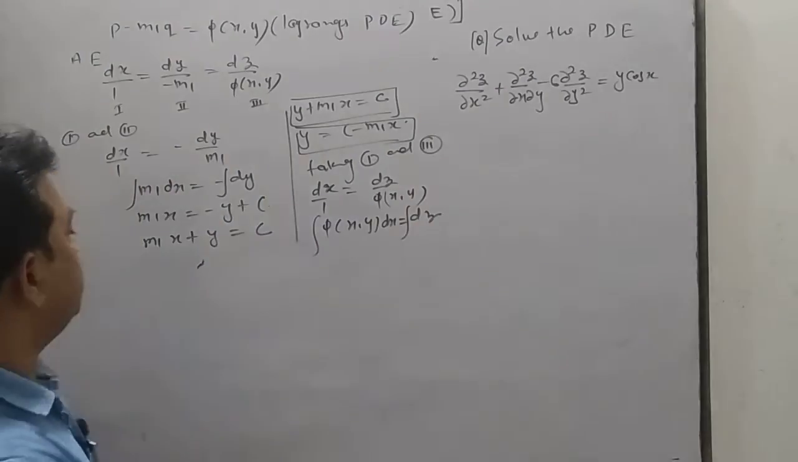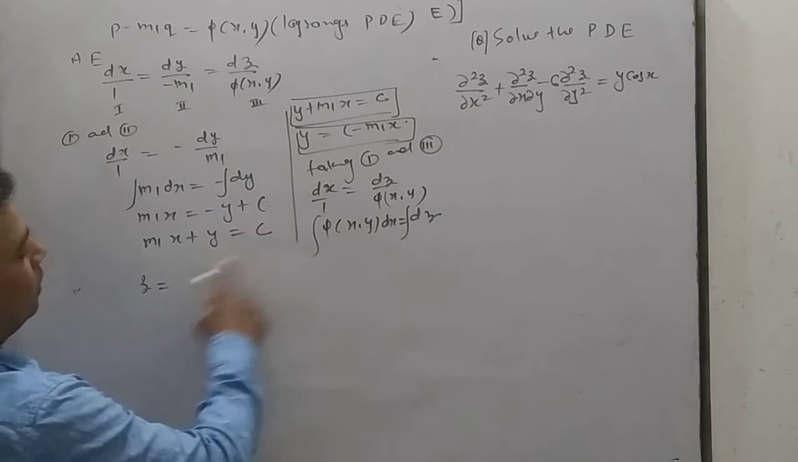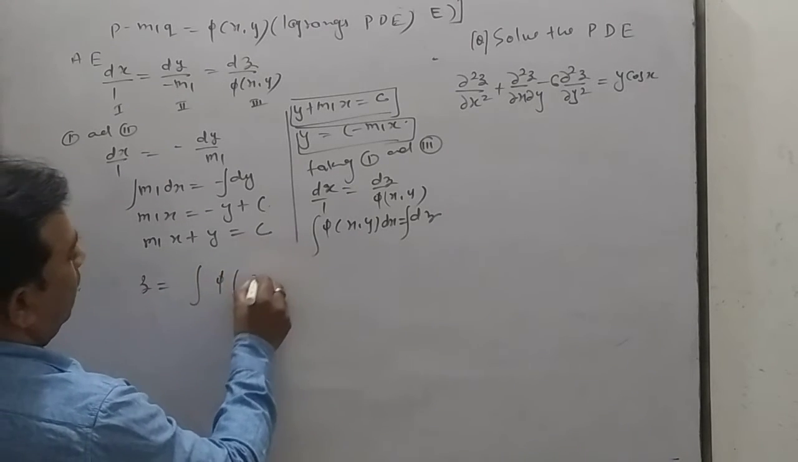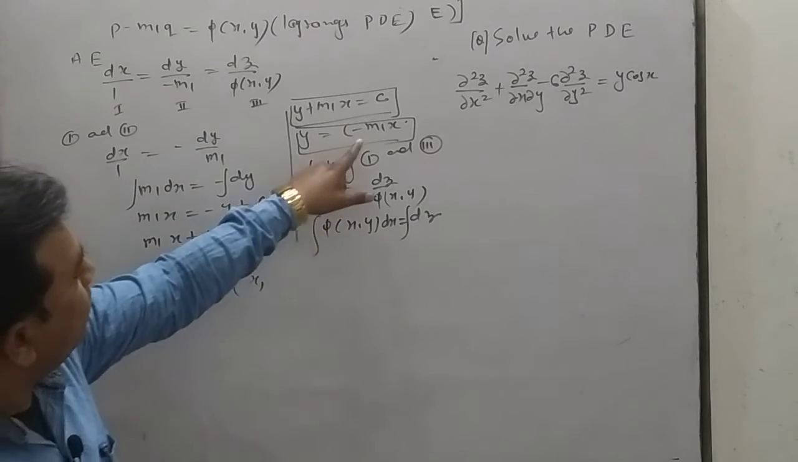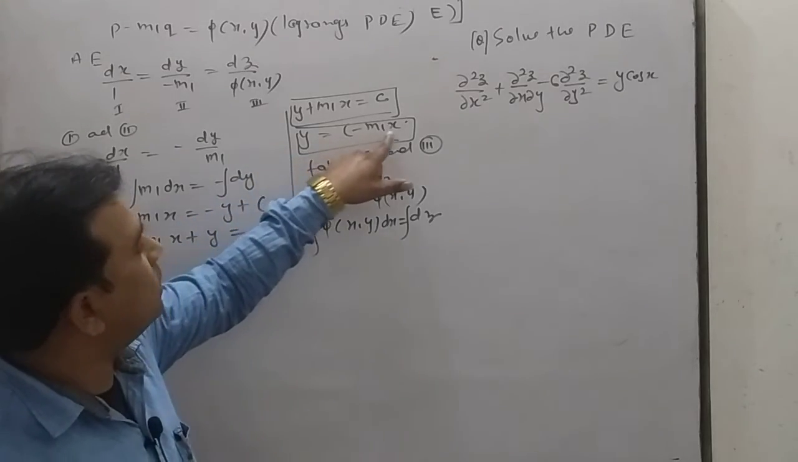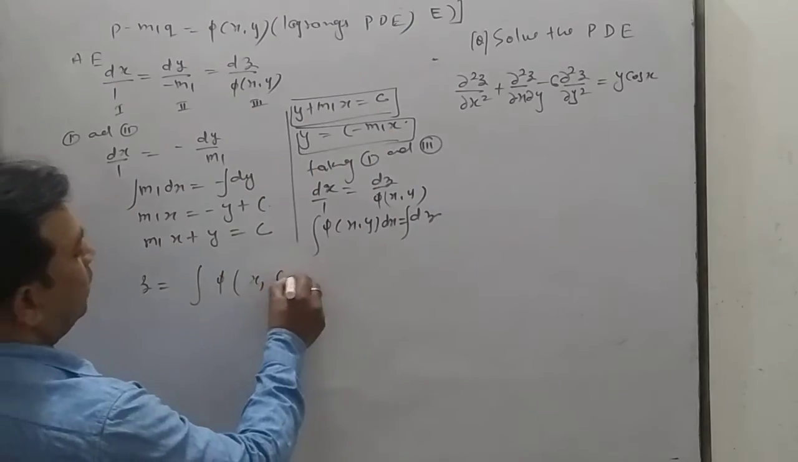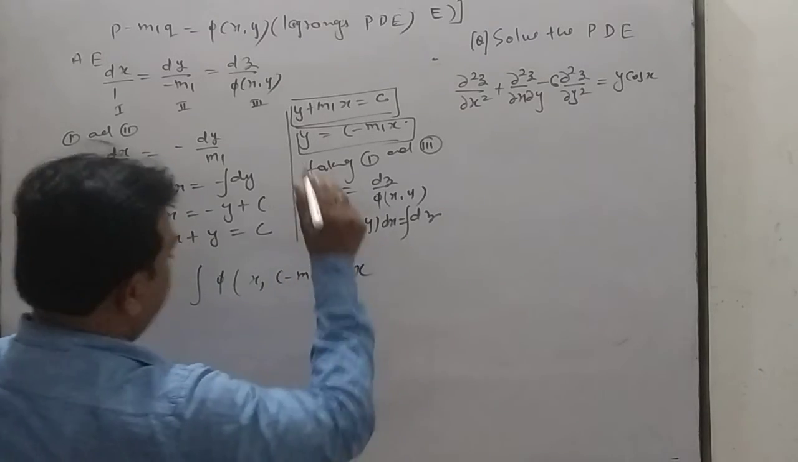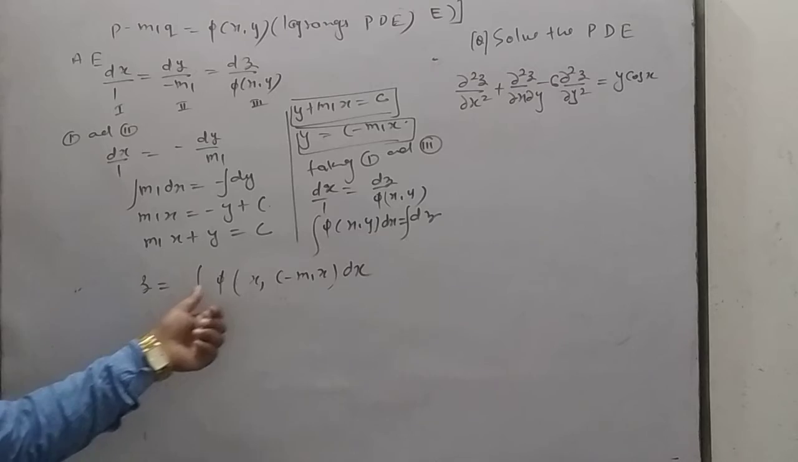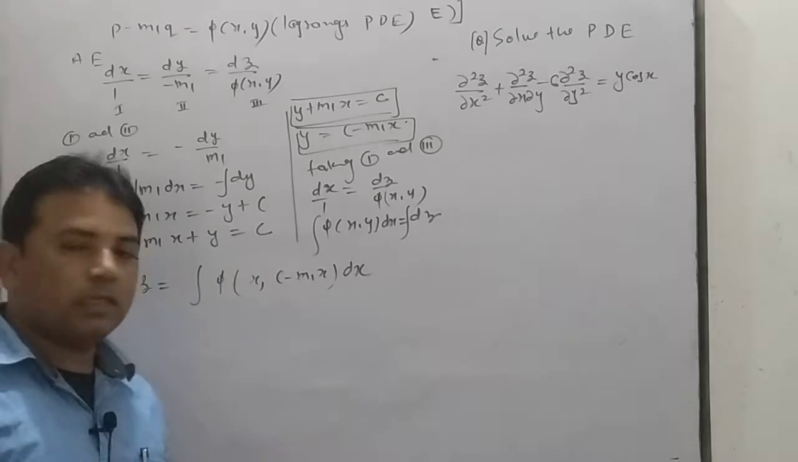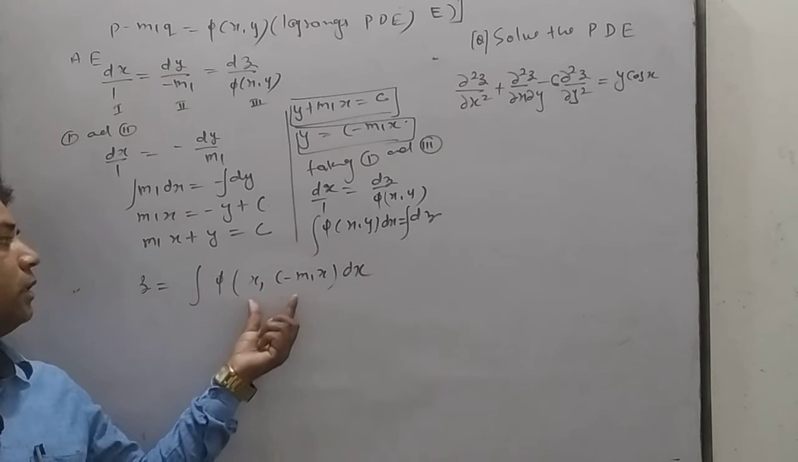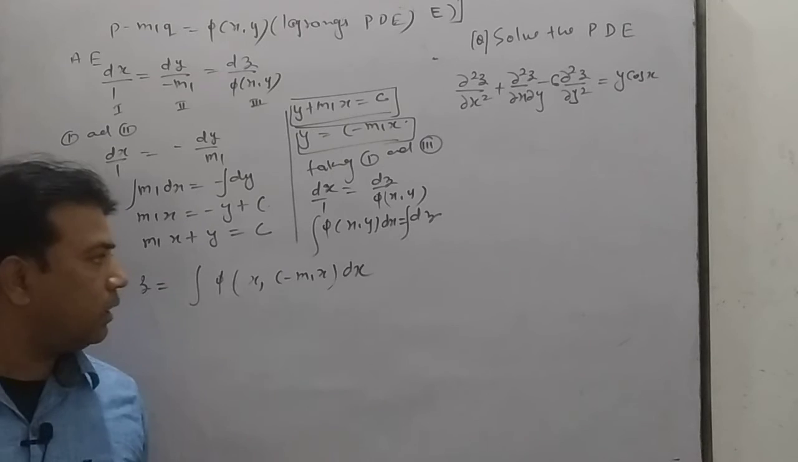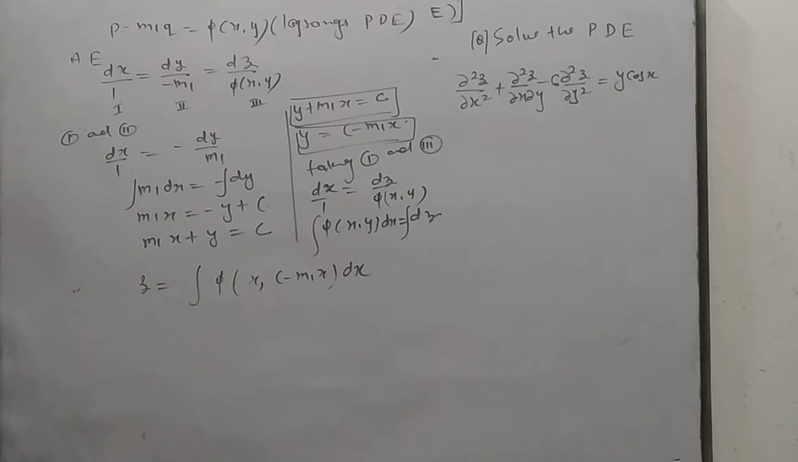Then z equal to the integration of phi of x comma y dx. Putting the value of y, c minus m1 x, the value of z equals the integral of phi of x comma c minus m1 x dx. We have changed the function completely in terms of x, and we integrate with respect to x. After that we get the solution for z.